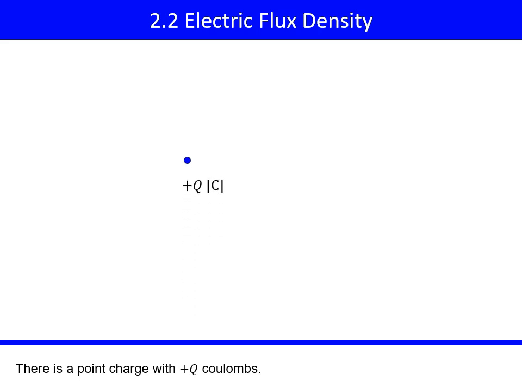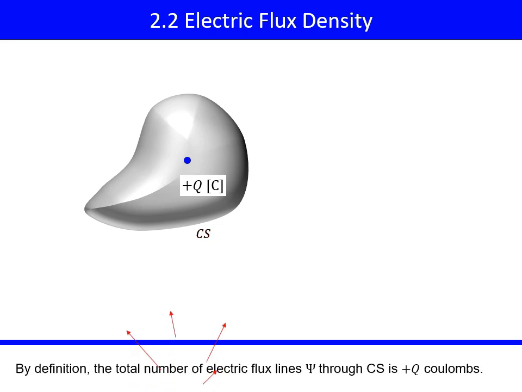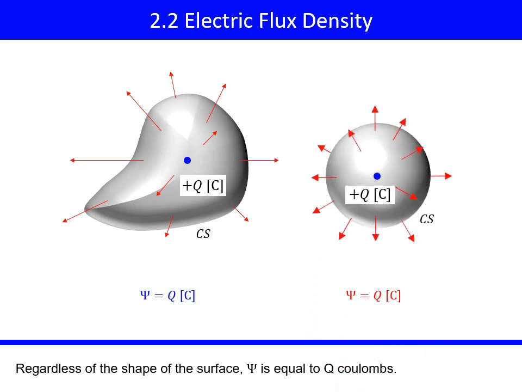There is a point charge with positive q coulombs. Let's suppose a closed surface CS that encloses the point charge. By definition, the total number of electric flux lines psi through CS is positive q coulombs. Regardless of the shape of the surface, psi is equal to q coulombs.